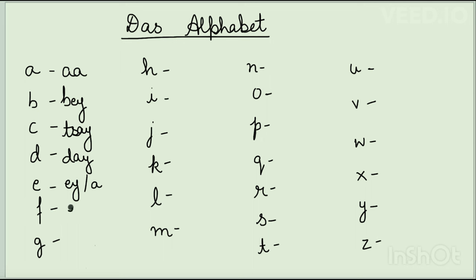Next, F, G, H, and then I. Here, I have written the letter E because the German alphabet I has the same pronunciation as the English alphabet E.